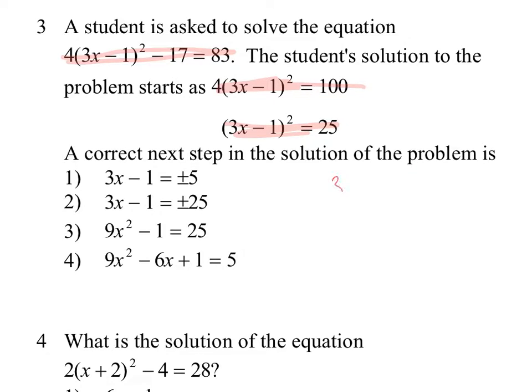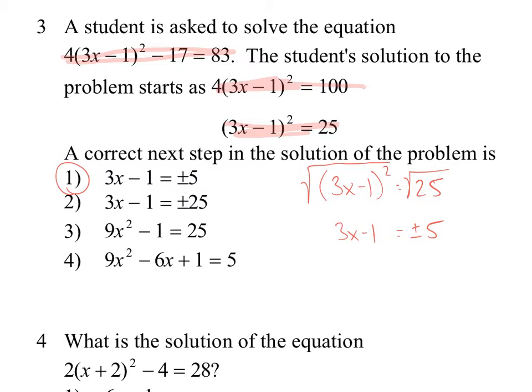Well, if we were at this step, just like in the last question, we would have to get rid of this exponent. And the way that we do that is by taking the square root, so we have to do that to both sides. On this side, we're going to end up with 3x minus 1. And on this side, we're going to end up with not just +5, but also the possibility of having a -5. Now that's all this question is asking for, because if you notice, our choices are just that next step. So we only have to do that one step. So our answer here is going to be choice 1, because that's exactly what we have.